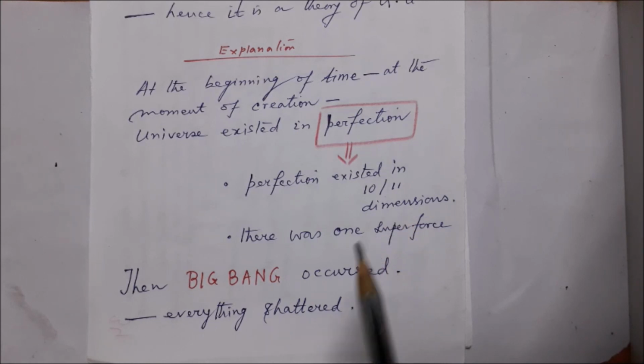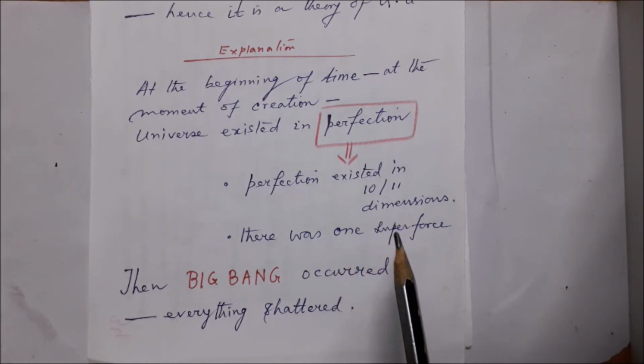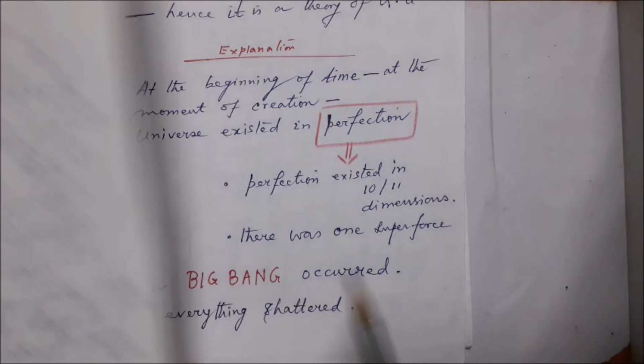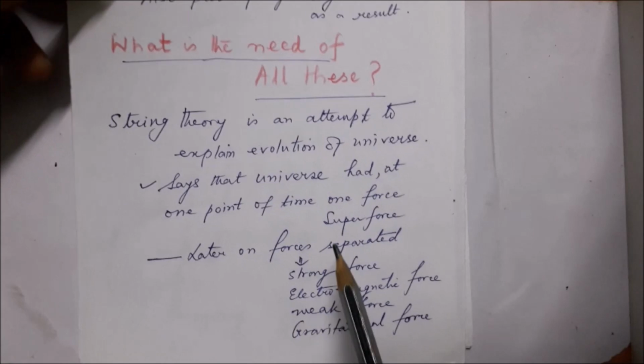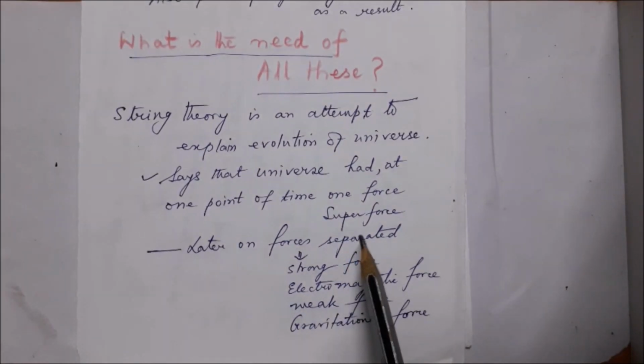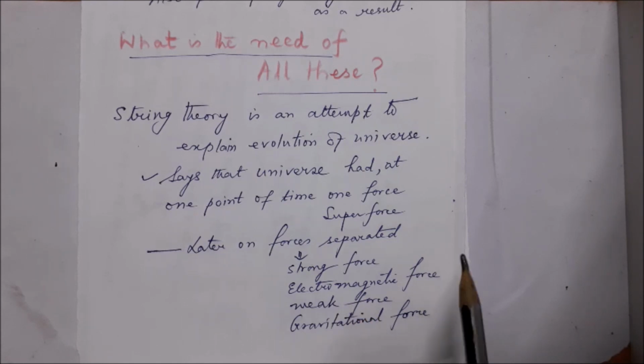Then that perfect universe was pulverized, was shattered because of a phenomenon called the Big Bang. After that, the super force split apart, and you see now we have 4 forces: the strong force, the electromagnetic force, the weak force, and the gravitational force, and they do not see eye to eye. They are different in all respects.